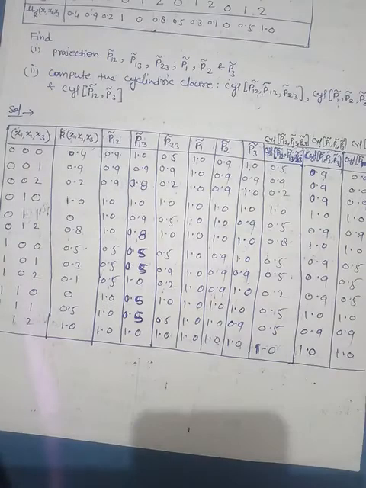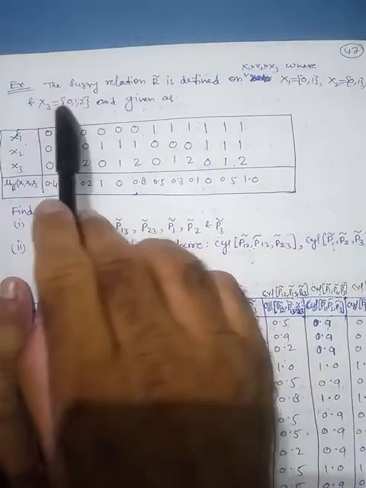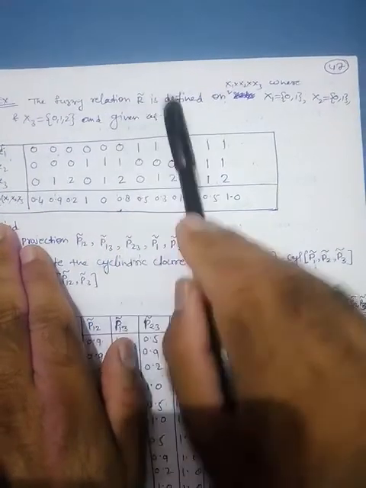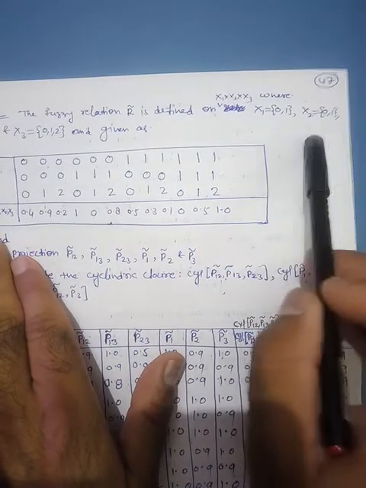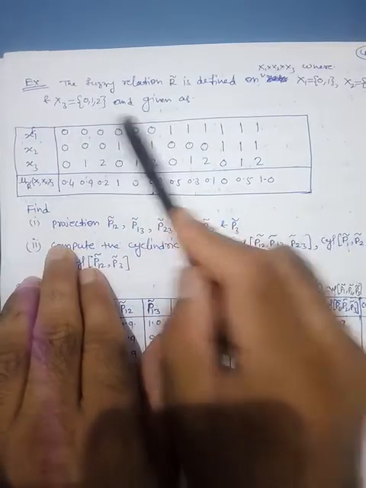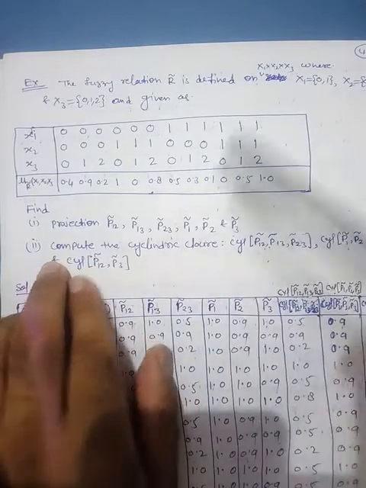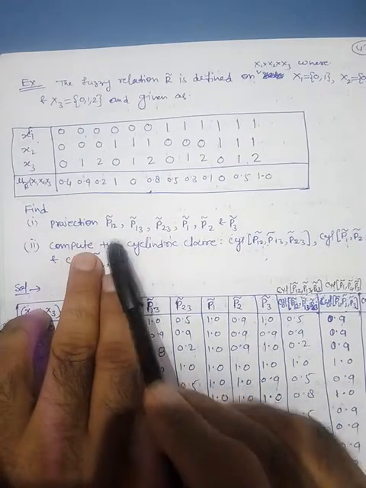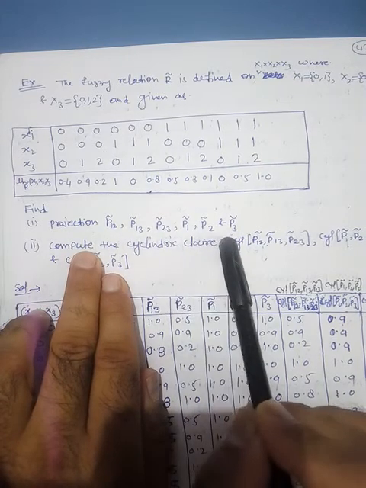So let's see an example. Here we have the fuzzy relation R, defined on X1, X2, X3, where X1 is 0, 1, X2 is 0, 1, and X3 is 0, 1, and 2, and it is given as this. This is the fuzzy relation. Now find the projections P12, P13, P23, P1, P2, and P3.